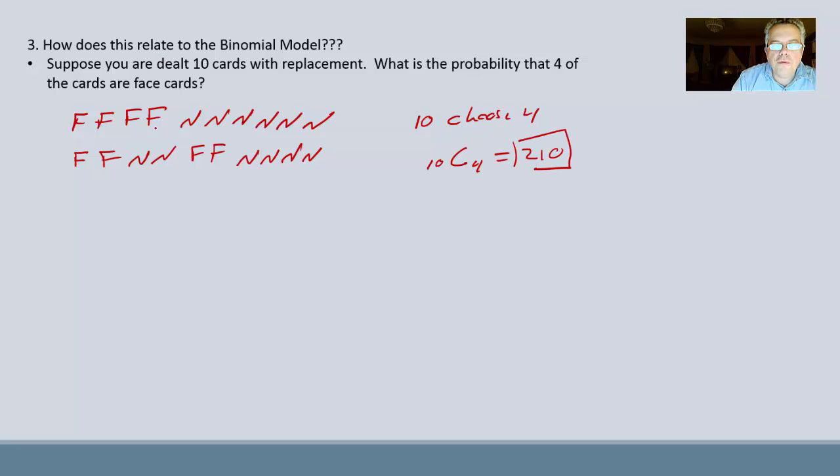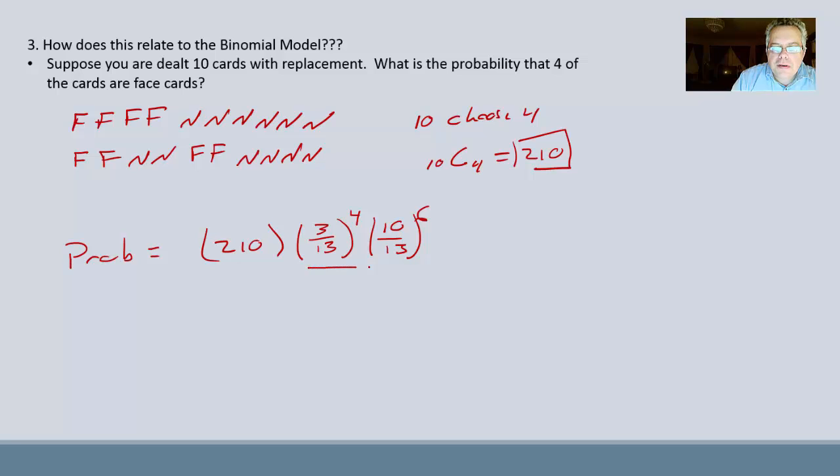Okay, now there are 210 different ways and they all have the same probability. They all involve 4 face cards and 6 cards that are not. So the probability would be the number of ways it could happen, 210, times the probability of each way, 4 face cards. Well, 3 out of 13 cards are face cards. So I'm going to raise that to the 4th power because I have 4 face cards. And that means 10 out of 13 are not face cards. I'm going to raise that to the 6th. So this right here is the probability of any one of these happening. There are 210 ways it can happen. So I got to multiply the number of ways it can happen times the probability of each.